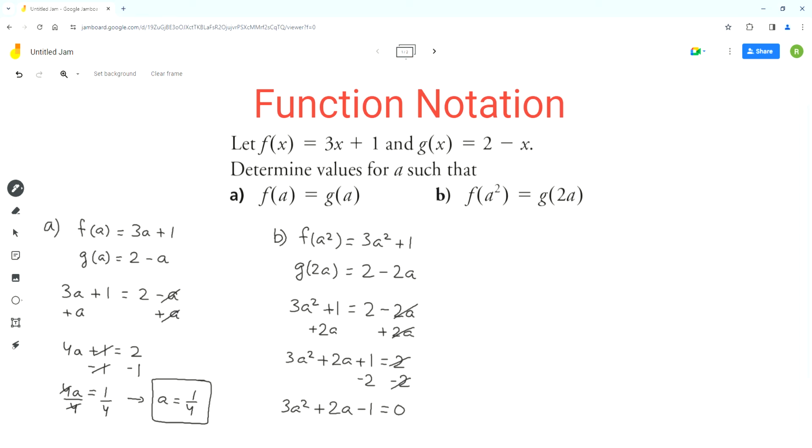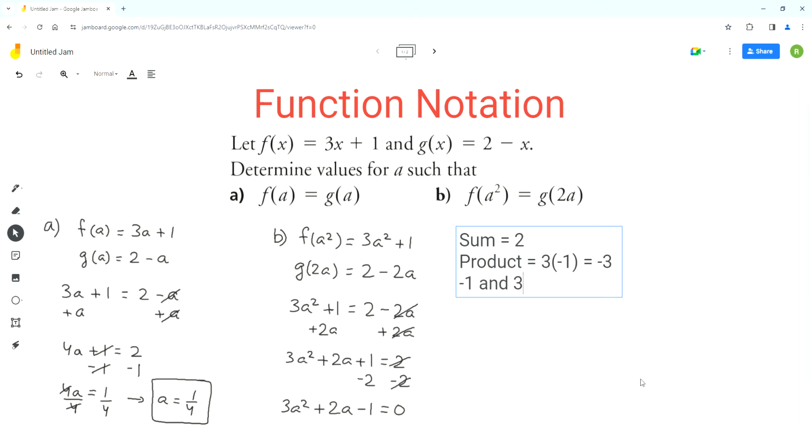For the decomposition method, we have to find two numbers whose sum is equal to 2, which is the coefficient of the a term. And we have to find two numbers that multiply to 3 times minus 1, which is equal to minus 3. So 3 is the coefficient of the a squared term and negative 1 is the number term. So we have to find two numbers that satisfy these two requirements. The first pair of numbers that comes to my mind is -1 and 3.